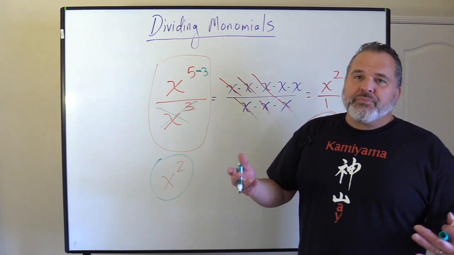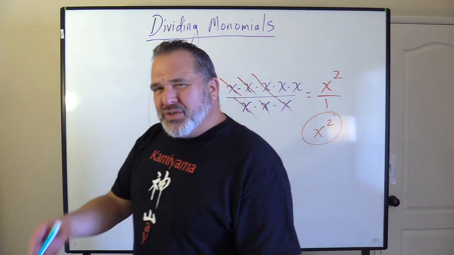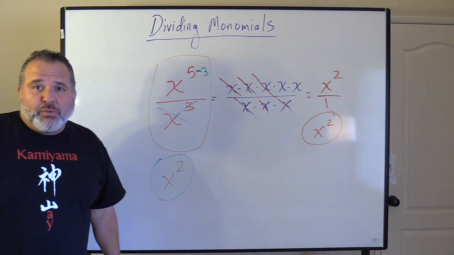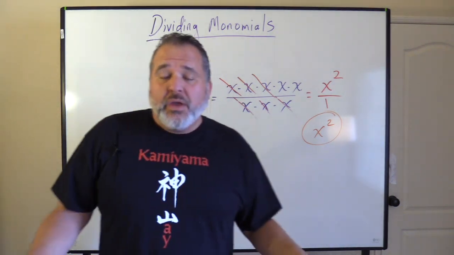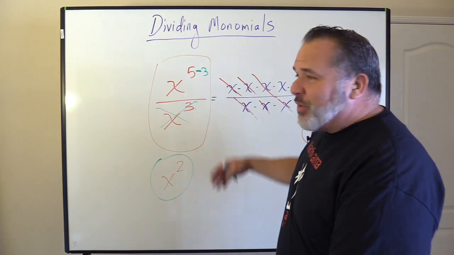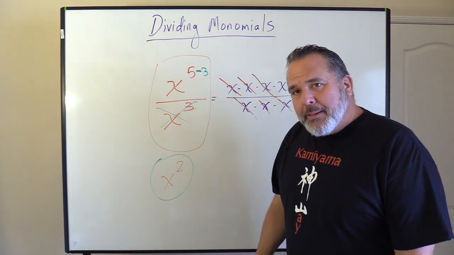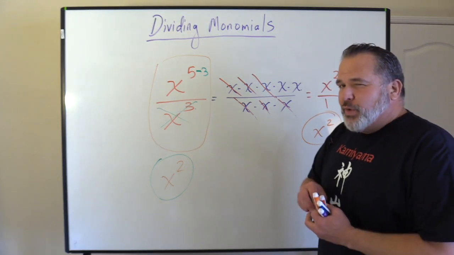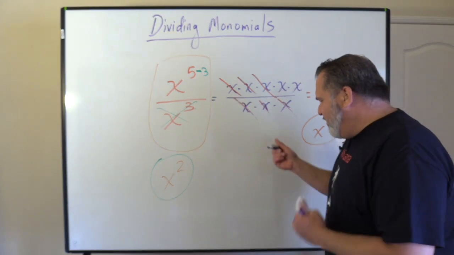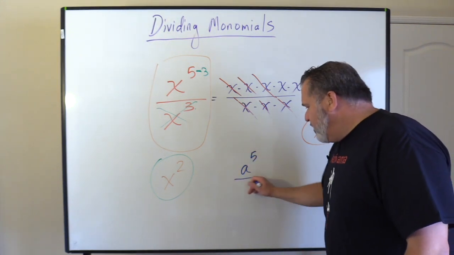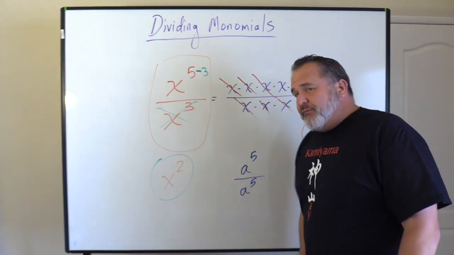Okay, now I had to show you that to properly show you how to divide those monomials. So just subtract exponents. That's pretty much what we're doing. Of course, I can do these all day and these would be simple. But let me give you a toughie real quick. What if you got this? Watch, I'm not even going to erase, just pay attention. What if I got a to the 5th over a to the 5th?